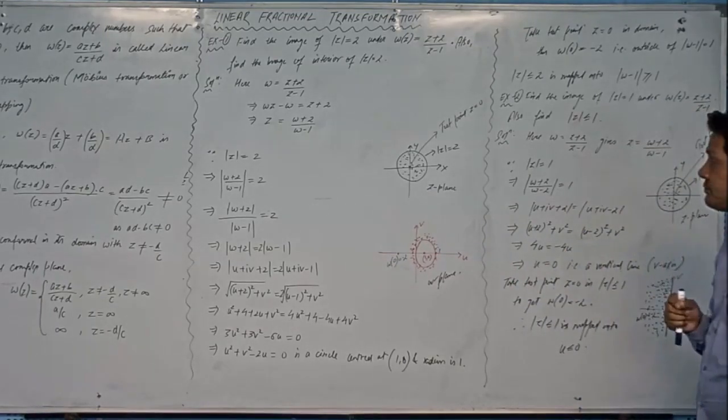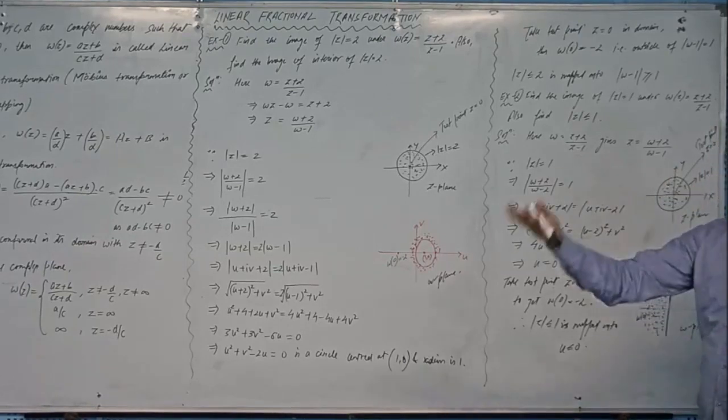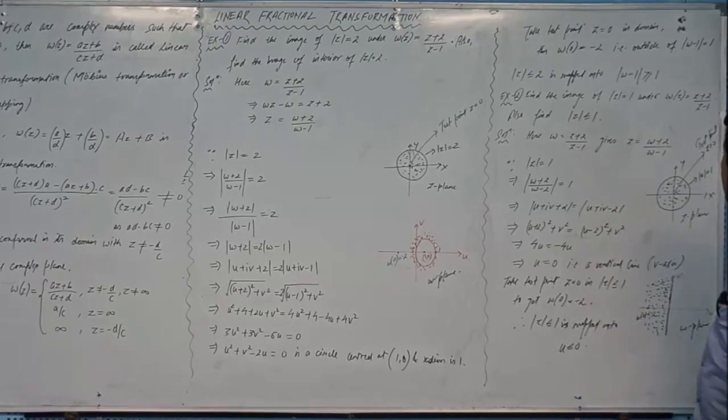But the point is that how can we identify that when a circle is going to map to a circle or a line, and that fact is supported by a small point.